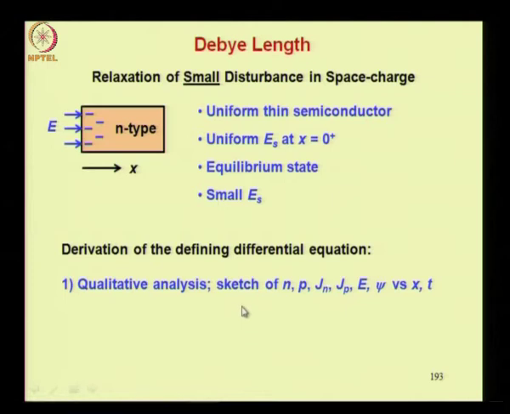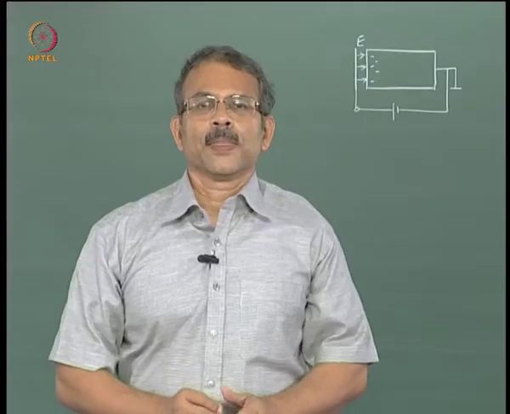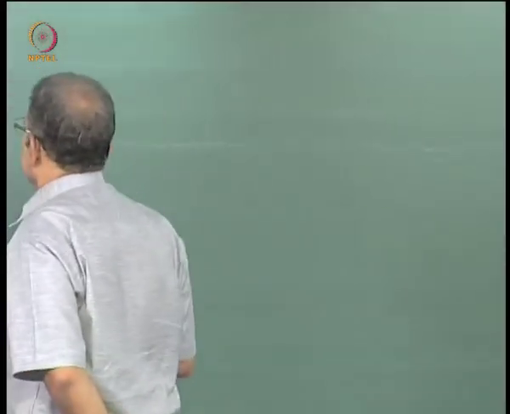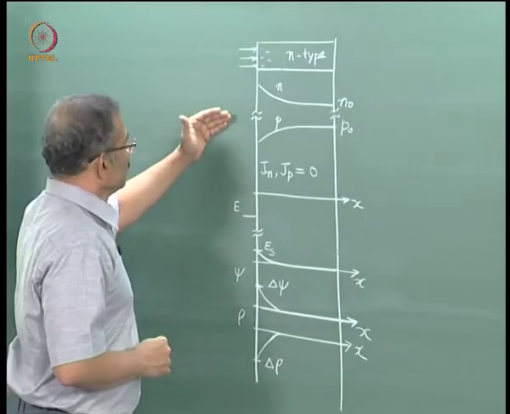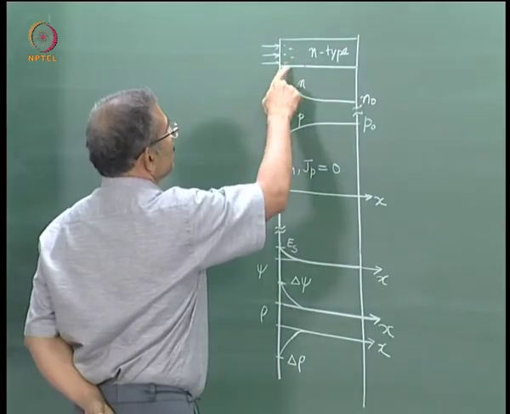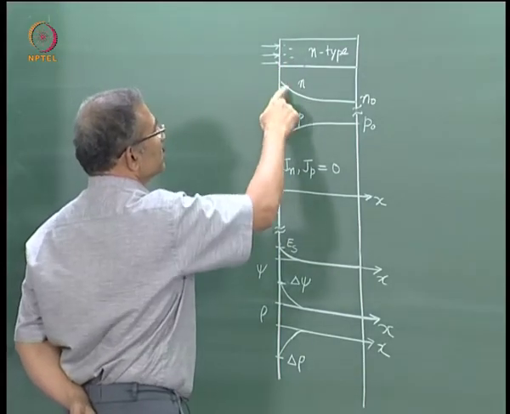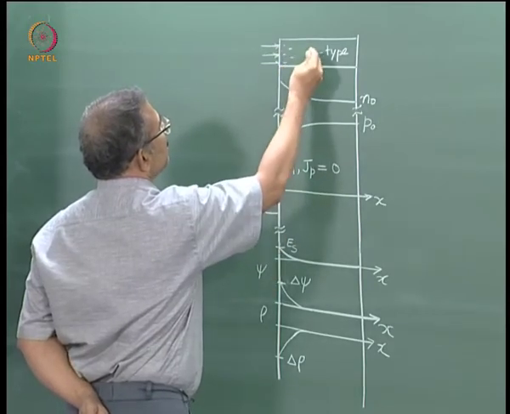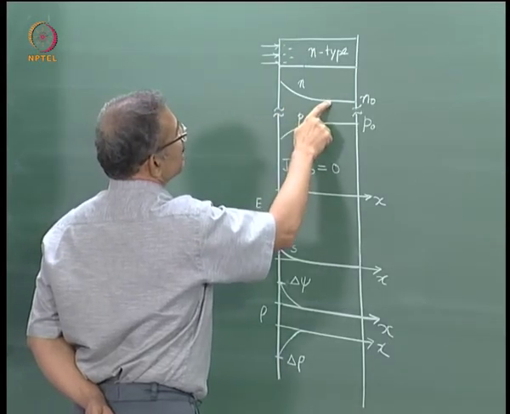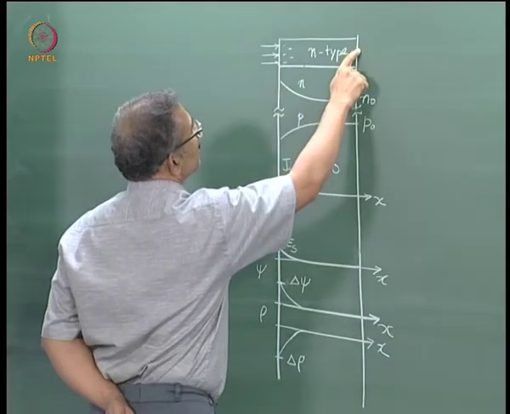Let us begin with the qualitative analysis in terms of sketch of n, p, Jn, Jp, E, psi versus x. There is no variation with time because this is an equilibrium state, which also implies a steady state. So these are the sketches of these various quantities. Now let us look at this sketch and understand this shape. Because there is an electric field, the mobile electrons are drawn towards the surface. They are piling up at the surface as compared to the bulk. We have said that these electrons have come from the terminal here, right?